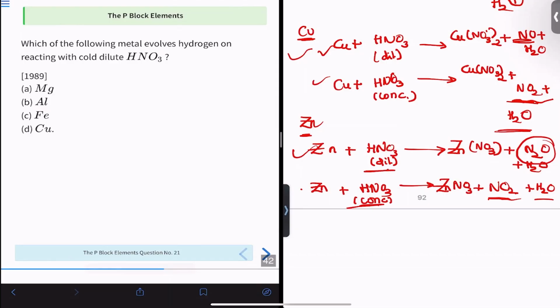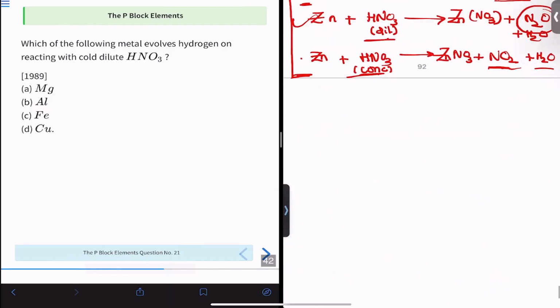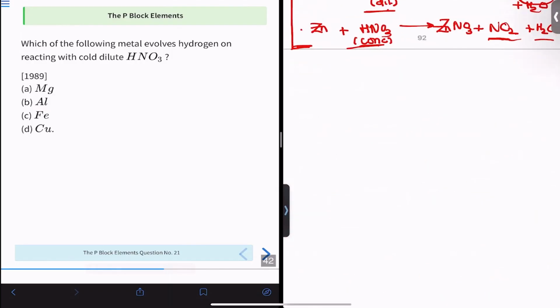This question was not given here, but I told you because there are some students who think these are not important reactions and skip that part and move on to the next chapter. That is why I told you, please go through these four reactions very properly. Okay, with this, I'm moving on to the next question. Question number 22.